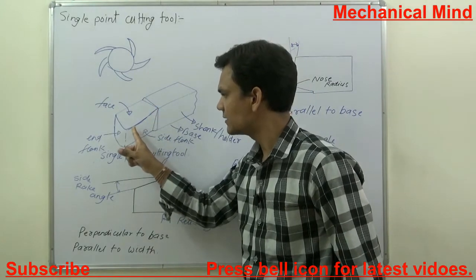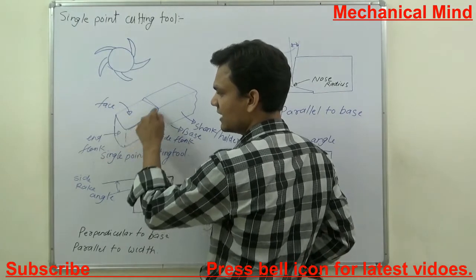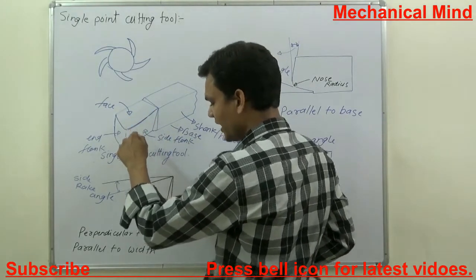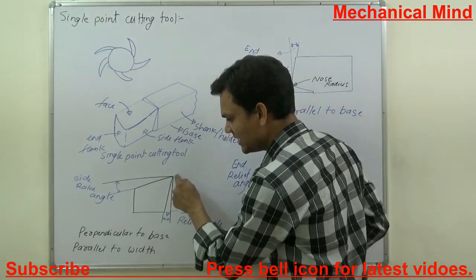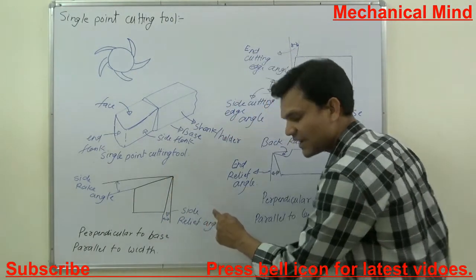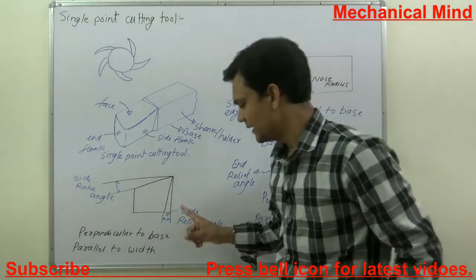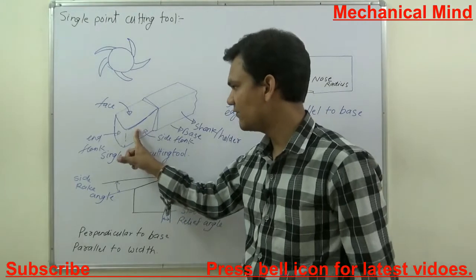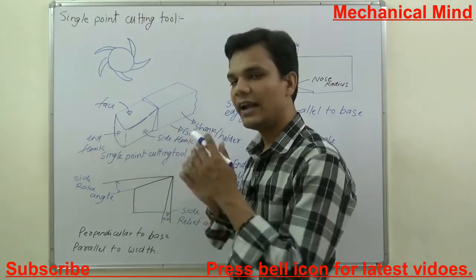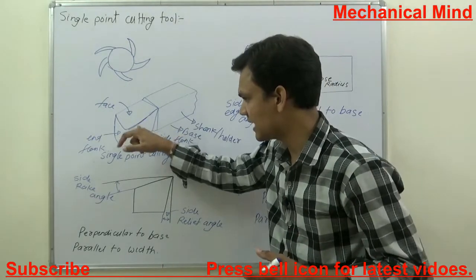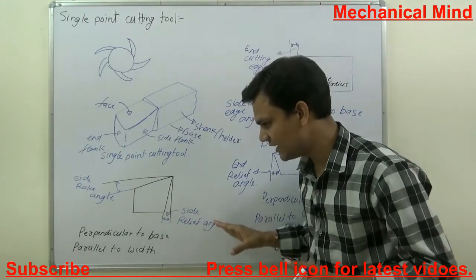side flank, which is immediately below the side cutting edge, and a line drawn perpendicular to base from the side cutting edge. This angle is known as side relief angle. I repeat, it is the angle between the side flank which is immediately below the side cutting edge and a line drawn from the side cutting edge perpendicular to base. This is known as side relief angle.